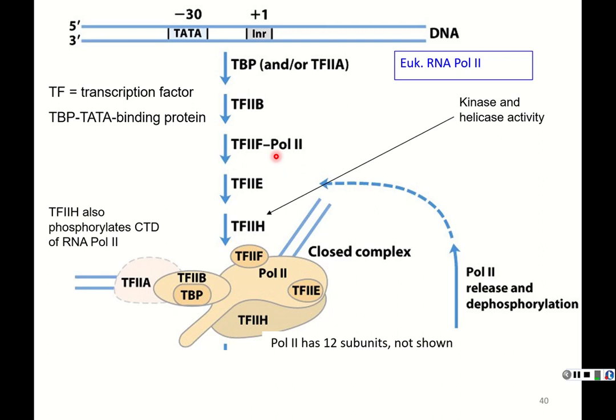TFIIH comes in. There's a couple other ones that come in before this, but the one we really talked about so far has been this TFIIH that comes in, creates that open complex, unwinds the DNA, and then ultimately phosphorylates the polymerase 2, activates it, and starts transcription.